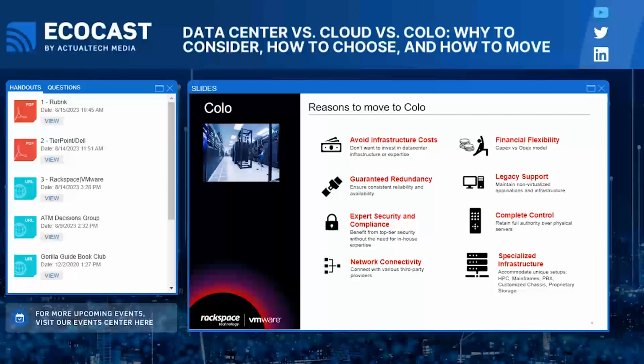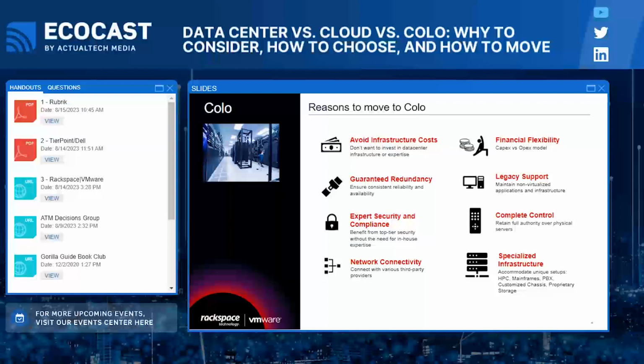Legacy support. There could be a lot of non-virtualized apps and infrastructure that you need to run that you can't run in virtualized infrastructure. High performance computing clusters, mainframes, just something that you can't run on virtualized infrastructure, and you need to have that. Another thing is just complete control. Some folks want control over their physical infrastructure. They might have proprietary ways to benefit from that infrastructure. It just depends, but they just want that control.